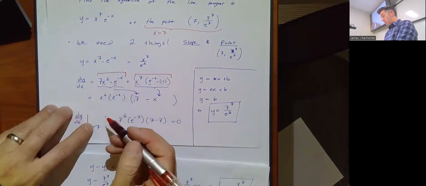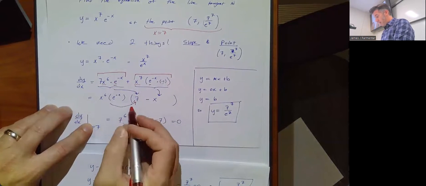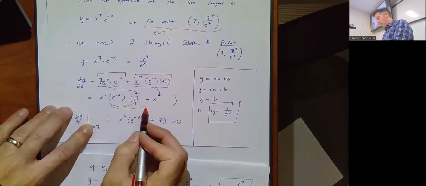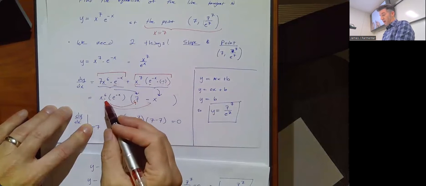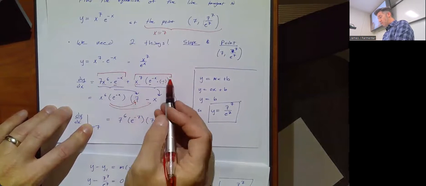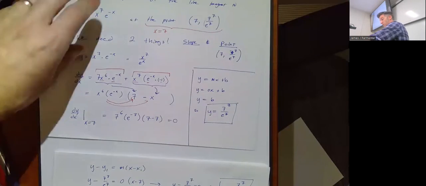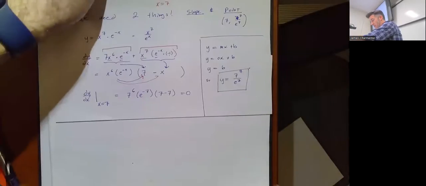And so if I distributed this back through, I would get 7 times x to the 6 times e to the negative x, like I have here. And I would get negative x times x to the 6, so negative x to the 7th times e to the negative x, which is exactly what I have here. I will point out, though, that you didn't actually have to do this to get the right answer. It just makes it a little easier to see.